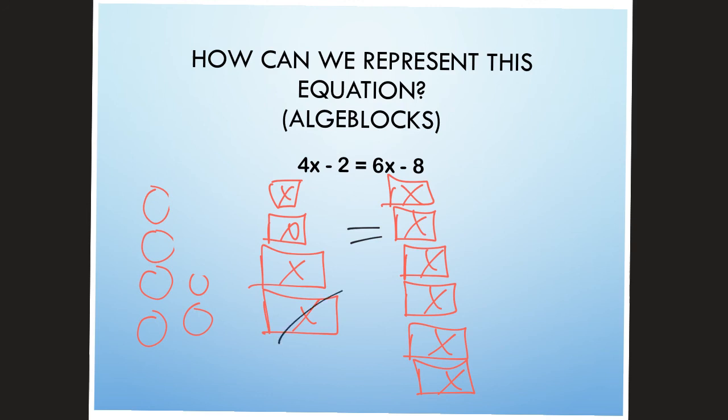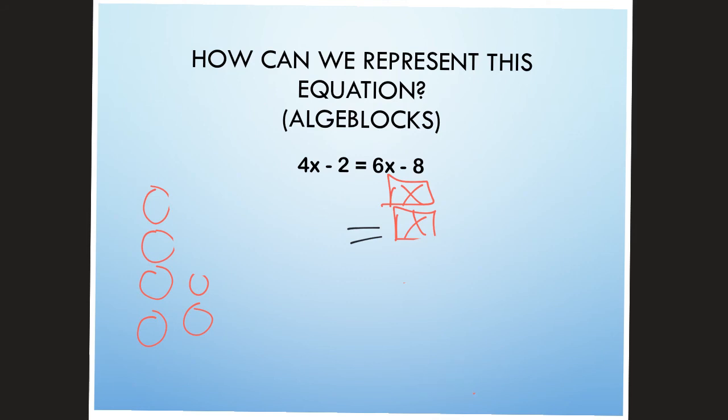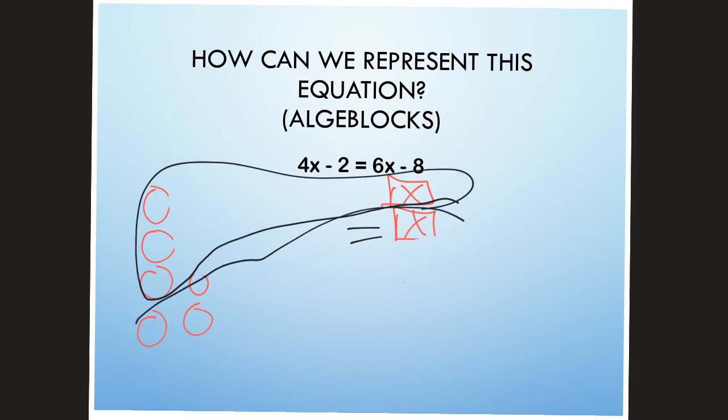Next, I'm going to take off 4 x's from each side. Once I've canceled them out, I'm just going to erase them like I did before. And I'm left with, once again, 6 positives equals 2 positive x's. So I have 2x equals 6, and x equals 3.